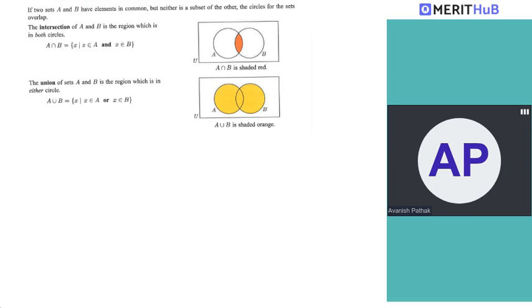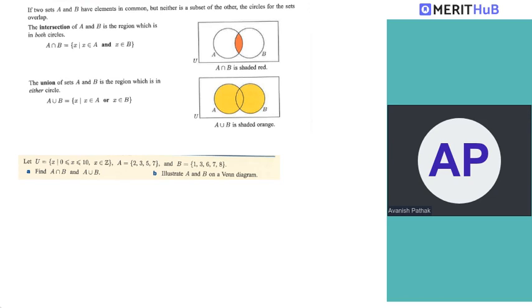So suppose they give you a universal set from 0 to 10 where x belongs to all integers. A is the set 2, 3, 5, 7 and B is 1, 3, 6, 7, 8. We have to find the intersection and the union. As I already suggested, the intersection is the elements which are common to both. So I can see that the element 3 is common to both. And union is all the digits, but we shouldn't repeat any digit.